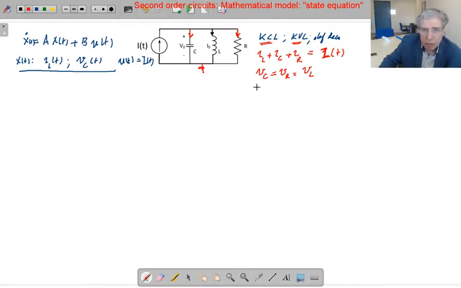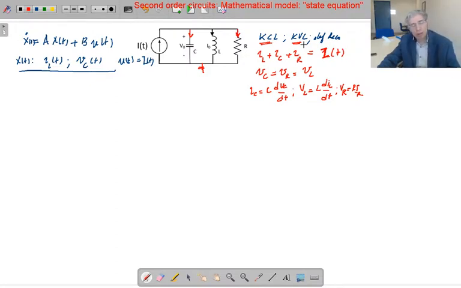Definition relations for the other elements are going to be, for the capacitor, IC equals C times dVC over dt. This is the capacitor definition relation. And VL equals L times dIL over dt. This is the inductor definition relation. And the resistor definition relation, VR equals R times IR. So these are the equations that I am going to use. That's why I am saying that we do not need to use graph theory if the number of elements is limited, as we see here in this second order circuit.